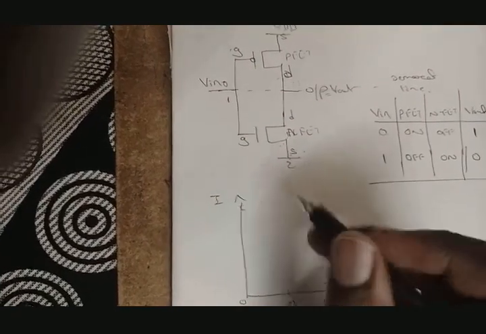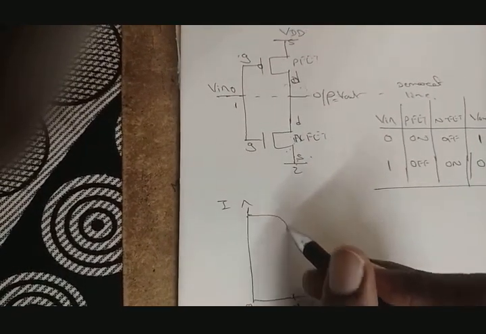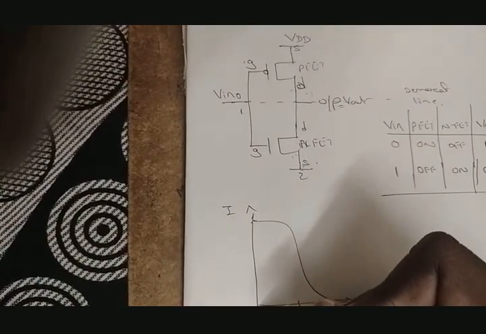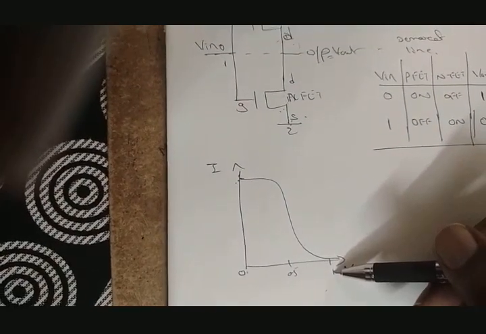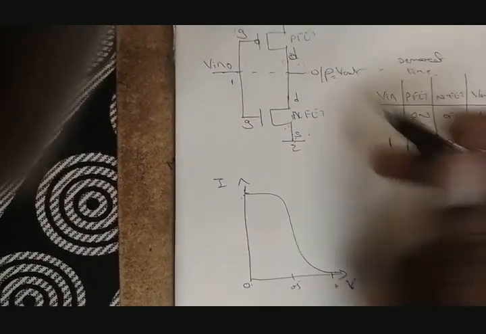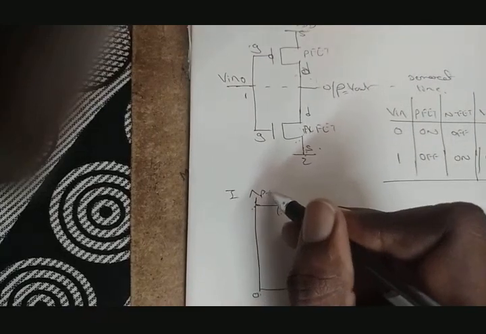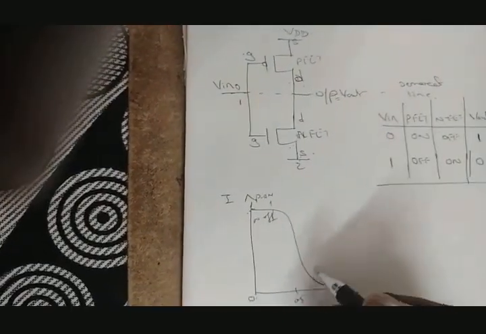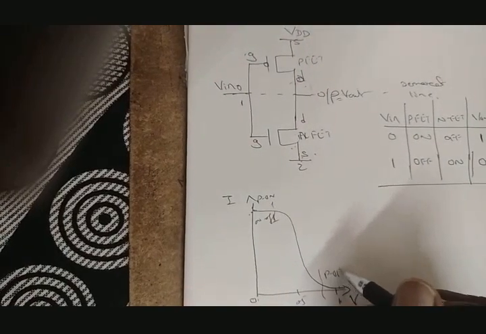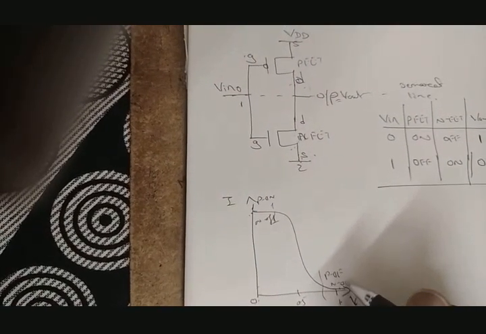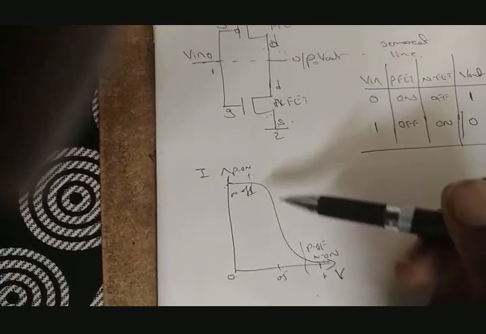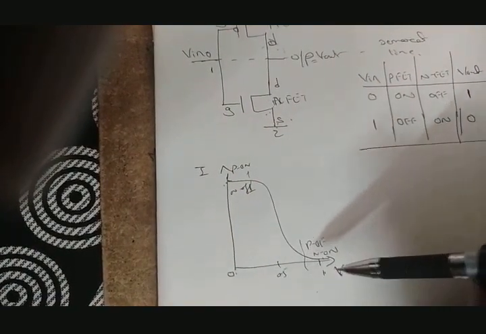So if the input is 0, the output is 1, and we will be getting the transfer characteristics like this. If the input is 0, the output is high, and when the input is 1, the output is low. At this point my P is on and N is off, and at this point P is off and N is on. So this is considering all the transfer characteristics of this.